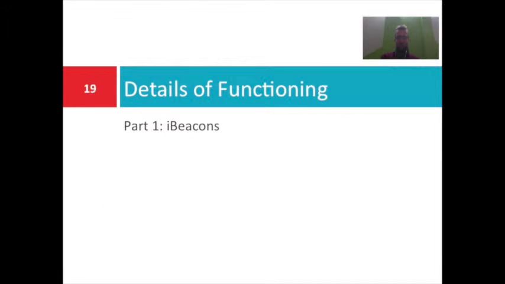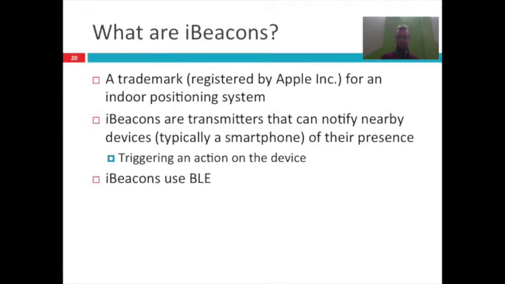Now, details of functioning. Let's start with iBeacons. So, what are iBeacons? First of all, iBeacons are a trademark registered by Apple for an indoor positioning system. iBeacons, from the technical perspective, are transmitters that can notify nearby devices, typically a smartphone, of their presence, triggering an action on the device. And why we are dealing with them within this module is because they use Bluetooth Low Energy.